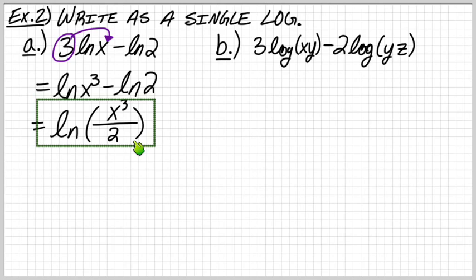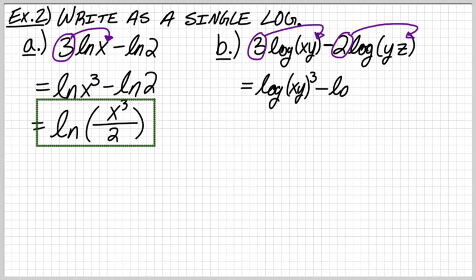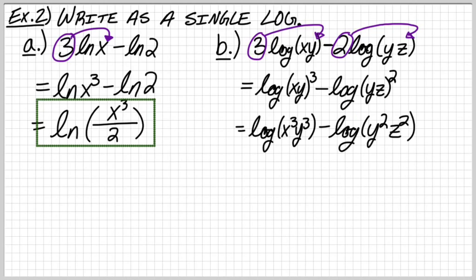That's good. Part B, 3 times the log of xy minus 2 times the log of yz. Notice that's a product inside there. So again, before I can write this as a single log, I've got to take care of these coefficients, which is easy. Just do the power rule. Take them and put them back up top on these exponents. So take the 3, put it up top. Take the 2, put it up top. And we're left with log of xy to the third minus log of yz to the second.